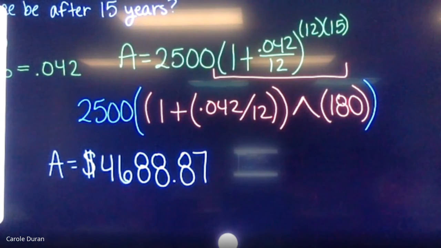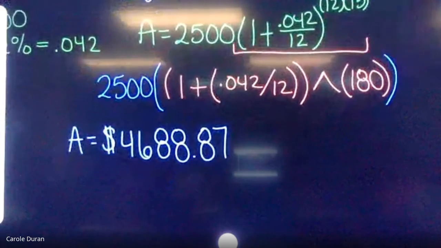You should have gotten $4,688.87. That should be what you got. Hooray! Show of hands who all got that, just out of curiosity. Those who didn't, do we know where we messed up? Okay, we'll look at it. Are there any major questions, concerns, or issues with everything we've done so far today?